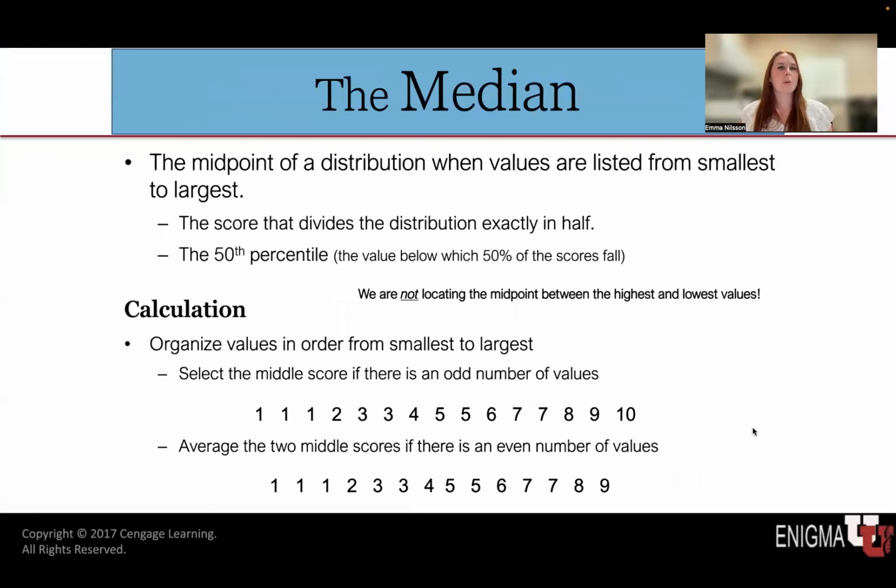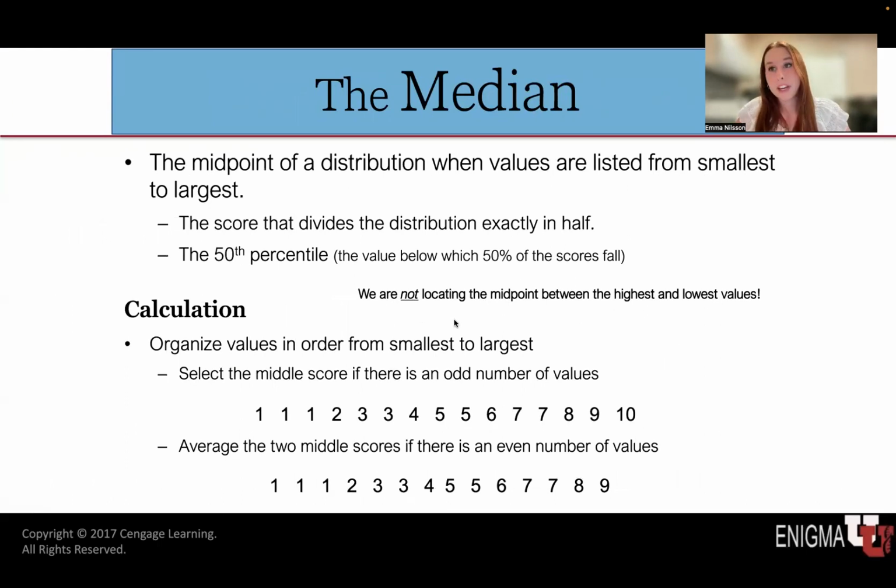So the next one we're going to talk about is the median. The median, instead of being the balancing point, is now just the midpoint. It's the middle. Half the values are above it and half the values are below it. It's the score that divides the distribution exactly in half, the 50th percentile.